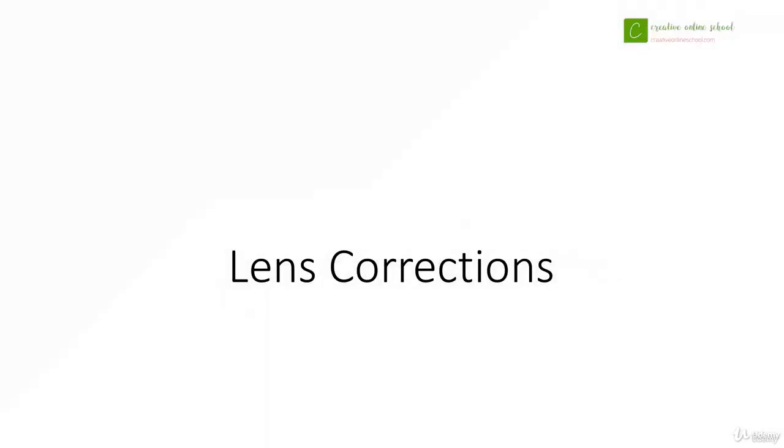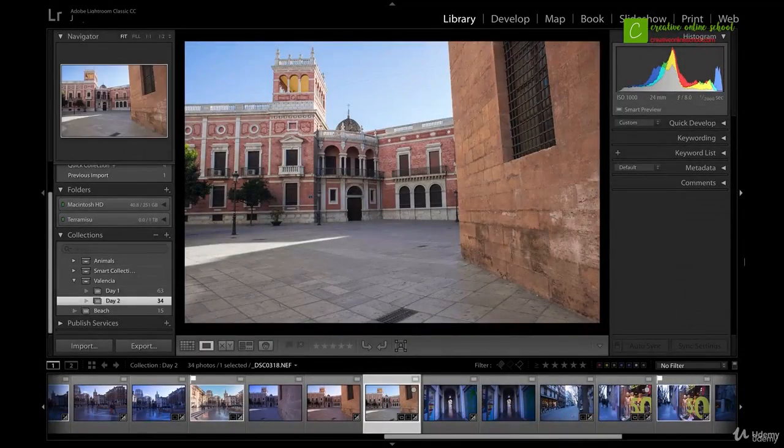Lens Corrections is a Lightroom tool that helps you fix aesthetic issues caused by your lens. This little tool can help you cure problems such as chromatic aberration, vignetting, and perspective distortion. Let's try it out. I want to work with this photo because some of the building lines are a bit wonky. Choose the photo you want to work with and head for the Develop module.